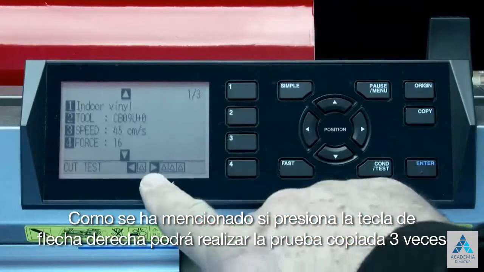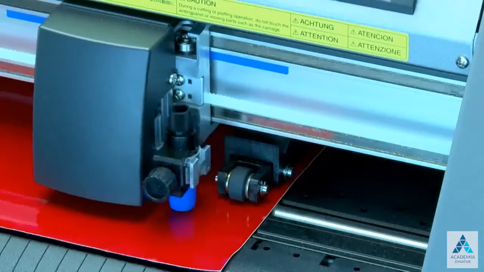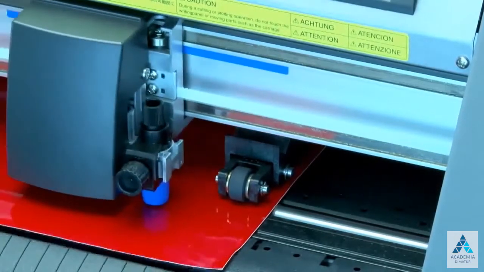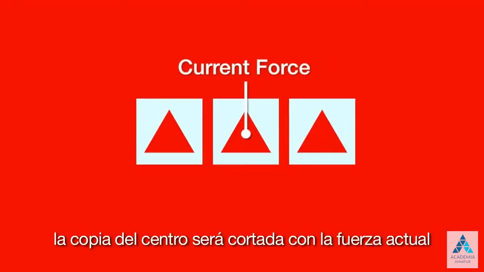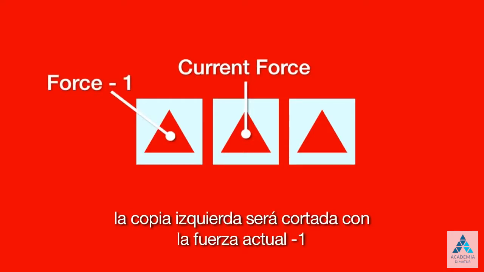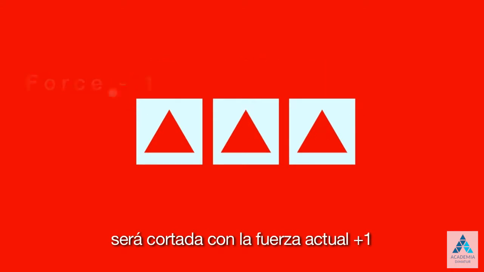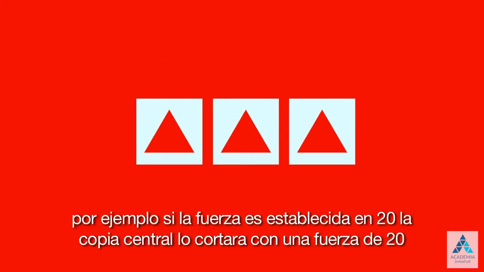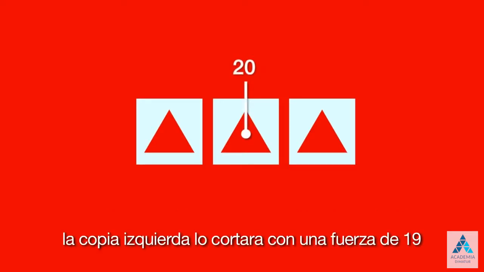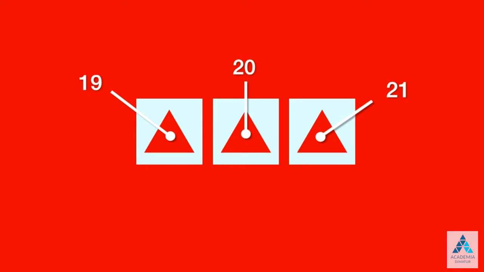As mentioned, the right arrow key will cut 3 patterns. The middle pattern is cut at the current force. The pattern to the left is cut with the current force -1, and the pattern to the right is cut at the current force +1. For example, if the force is set to 20, the middle pattern will be cut at force level of 20. The pattern to the left will be cut at the force level of 19, and the pattern to the right will be cut at the force level of 21.